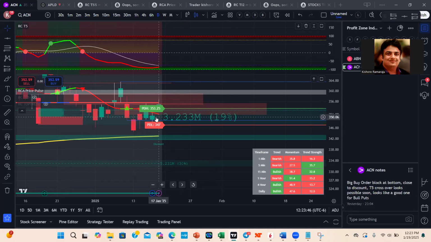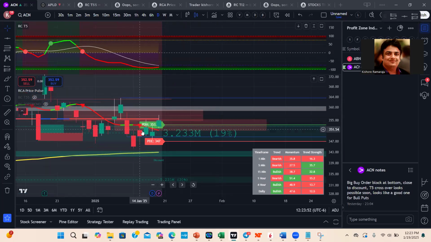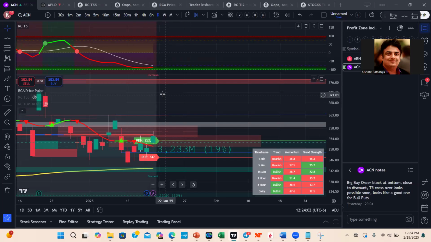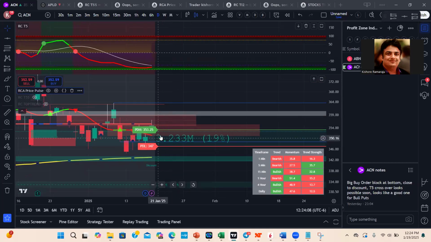We are at a discount zone. There is a huge buy order block. Your risk is very, very minimal now, right? If I do a bull put spread and collect the premiums, I can use some of that money to buy the call. So if it goes up suddenly tomorrow, if it gaps up or goes to 360, 370, you will make 100, 200% on your calls. Or even if it doesn't move and stays choppy, you will make money with your bull put spreads.